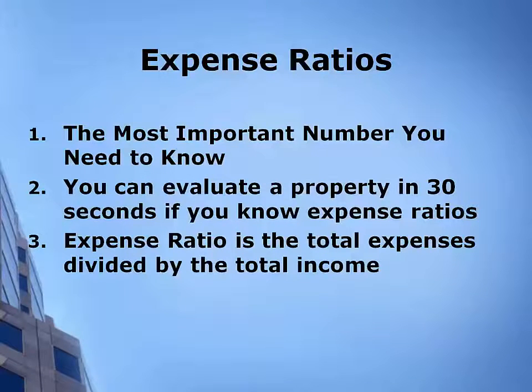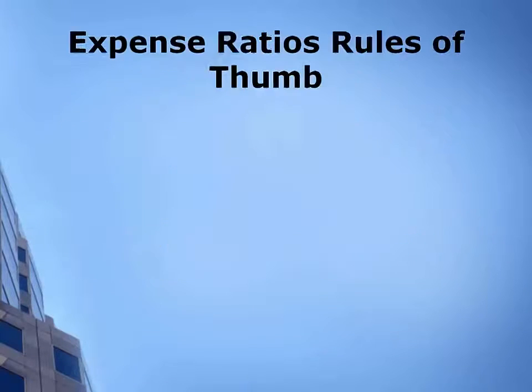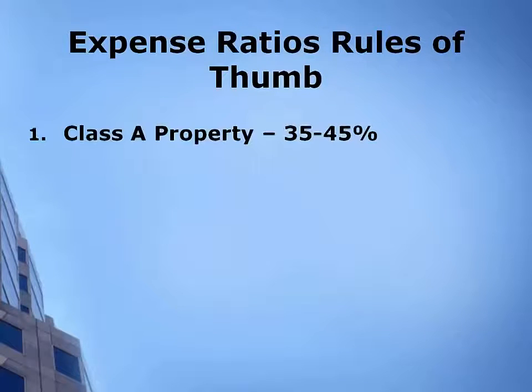A lot of times the income and expense statements that they give you will have that number already down there for you, so you don't even have to break out your calculator. But if you do, these are the two numbers you're going to grab: the total expenses divided by the total income. That's your expense ratio. Now, what does it mean? Here's how it works. This is information you're going to commit to memory. If you're looking at a Class A property, the typical rule of thumb is between a 35 to 45% expense ratio. Now, that's kind of a broad spectrum, all right?